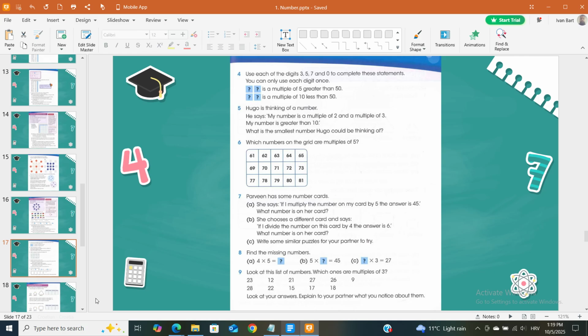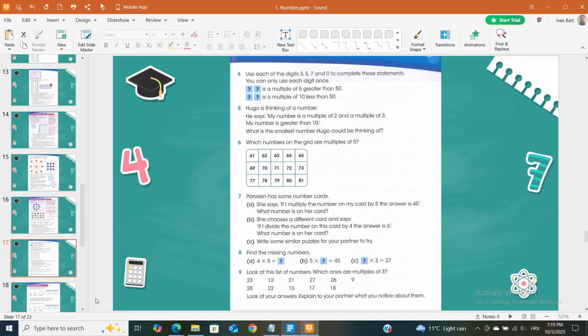9. Look at this list of numbers. Which ones are multiples of 3? 23, 12, 21, 28, 22, 15, 27, 26, 17, 18, 9. Look at your answers. Explain to your partner what you notice about them.